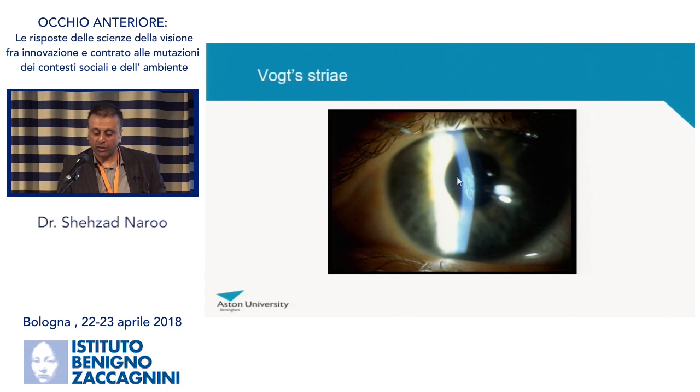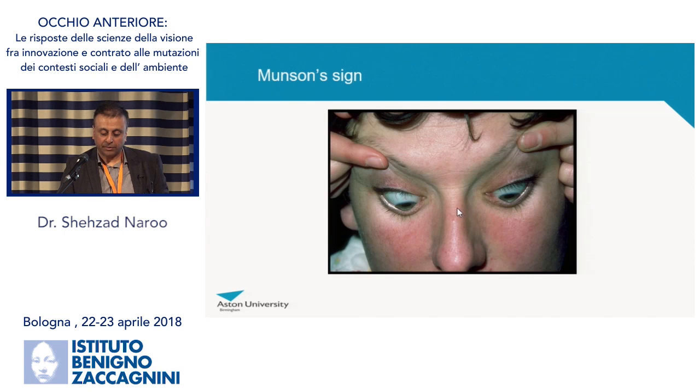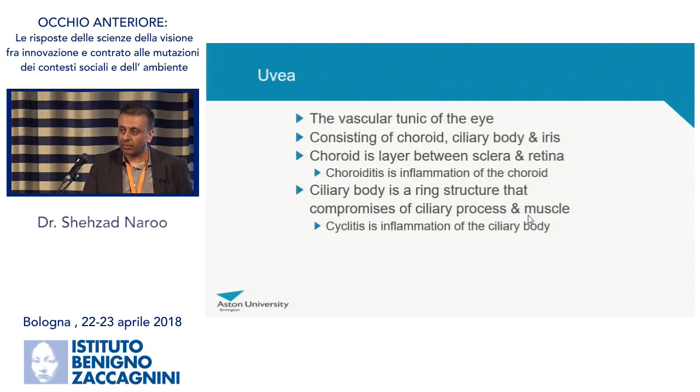So this is an example of those Vogt's vertical stress lines. And this is that Munson sign again.